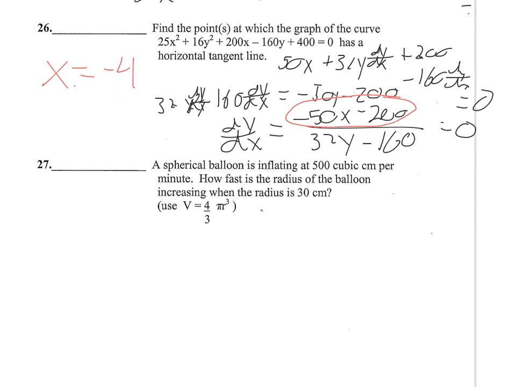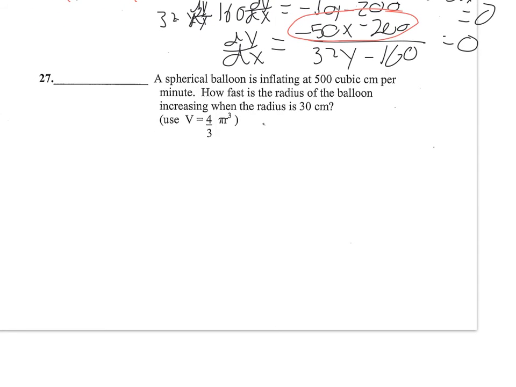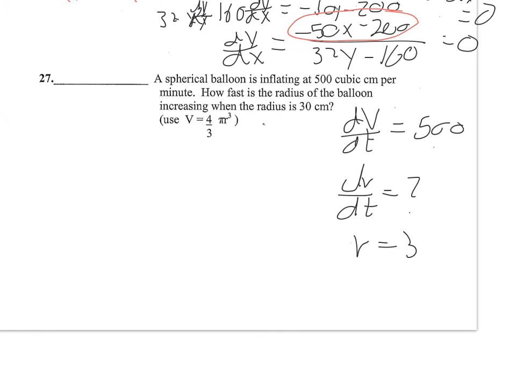Okay. Alright. This one here. Okay, sphere is being inflated at 500 cubic feet, cubic feet per minute. That tells me that dv over dt is equal to 500. How fast is the radius of the balloon increasing? So that would be dr over dt is what I don't know. And it says when the radius is 30. Well, r is 30 then.